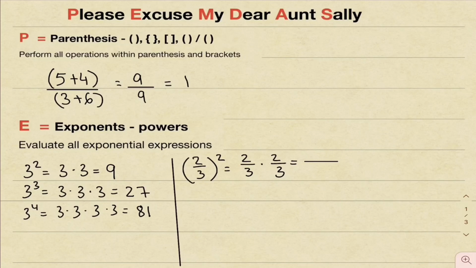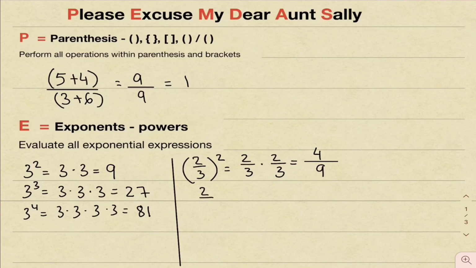If you guys don't know how to multiply fractions, please go ahead and watch our lesson 5. Top with the top, which is 2 times 2, which is 4. And then I'm going to multiply bottom with the bottom, 3 times 3, which is 9. So the answer is 4 over 9.